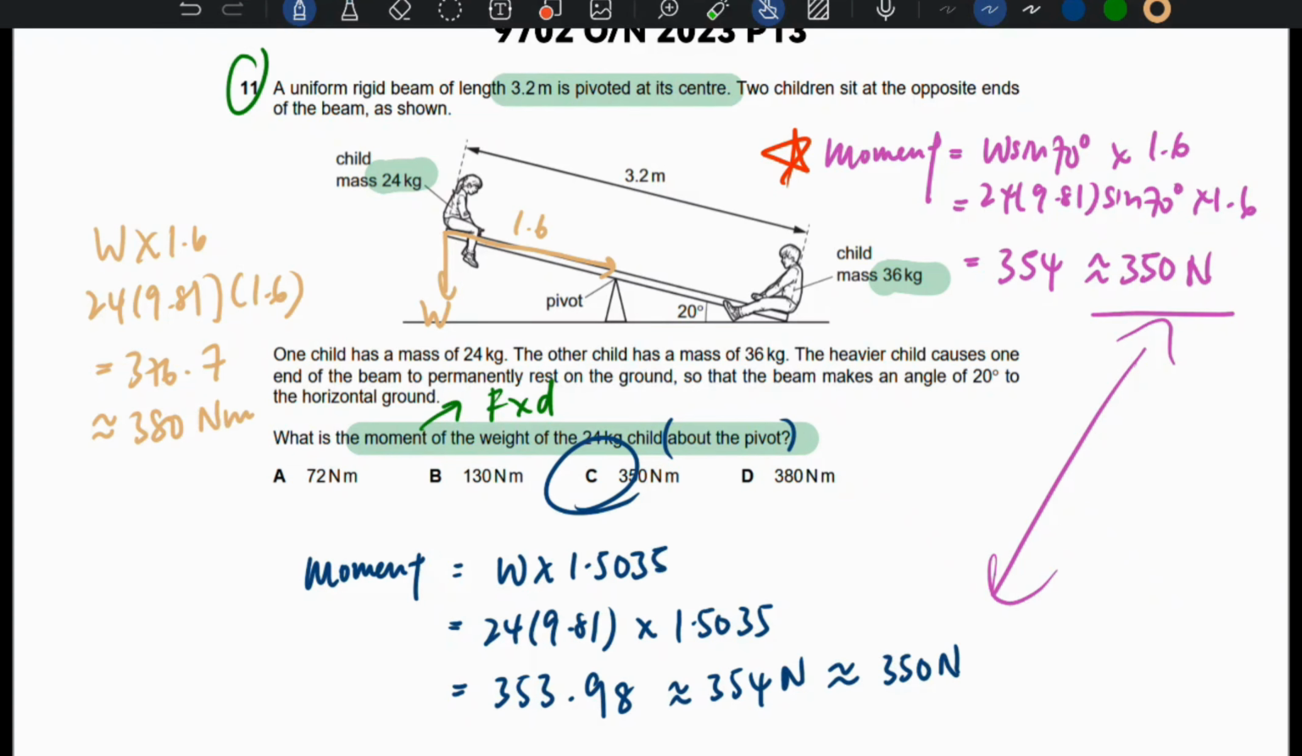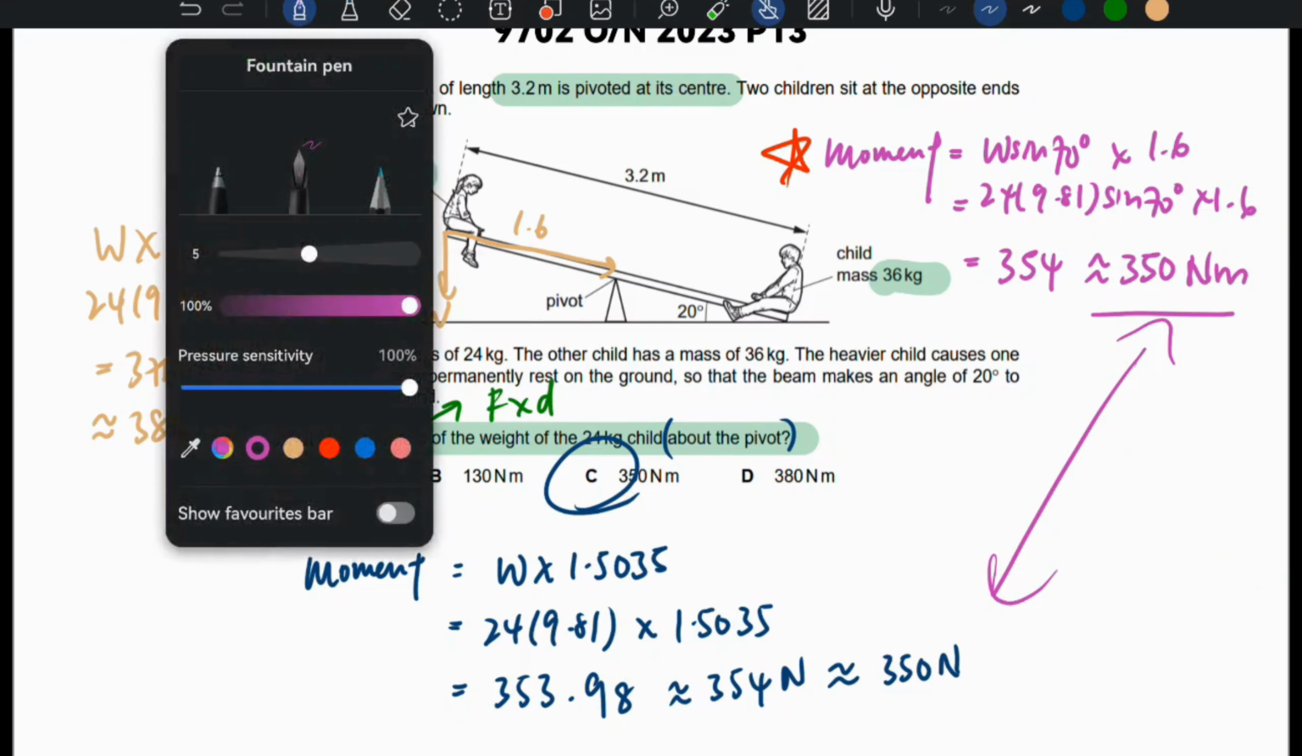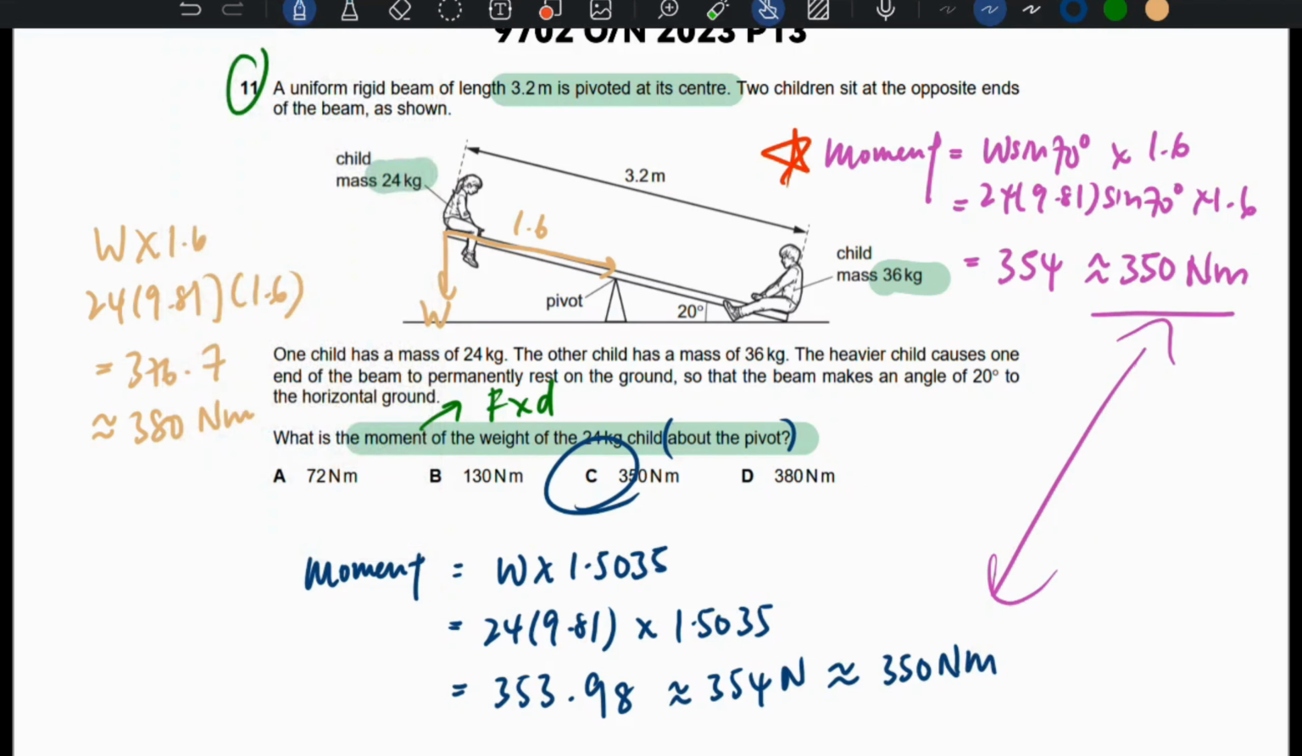Oh wait, I just realized, oh my god, I'm so sorry. This has to be newton meter and not newton per meter, and so is this. Because we are multiplying force and distance, right? Okay, apologies for that. Anyways, coming back to this. There is an answer here, 380 newton meters, and you would happily put your answer as D. So this happens if you did not realize that 1.6 is actually not perpendicular to the weight.